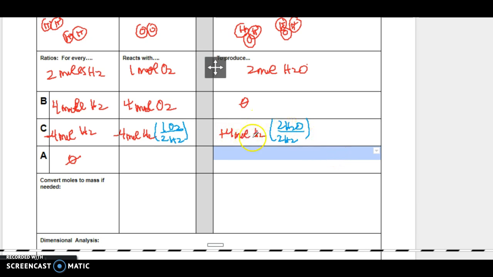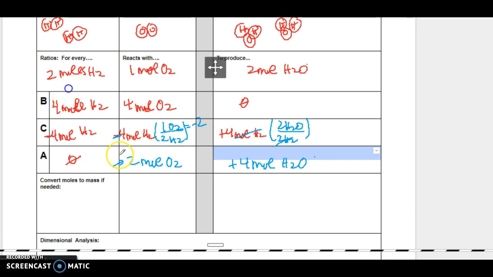So here I can see if I have 4 moles of hydrogen times the ratio 2/2, that's still going to leave me getting 4 moles of water. And here, 4 times 1/2 is 2. So if I started with 4 moles of oxygen, I only used 2, so that's going to leave me with 2 moles of oxygen.